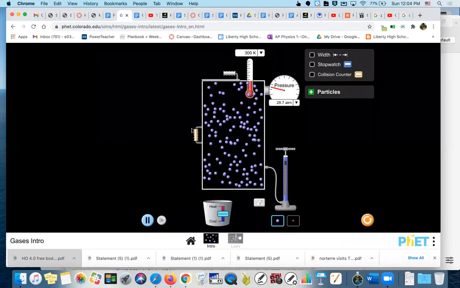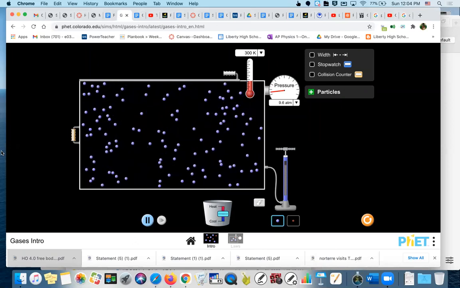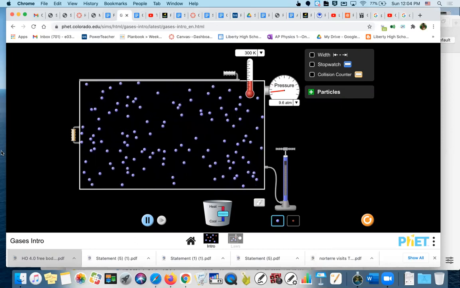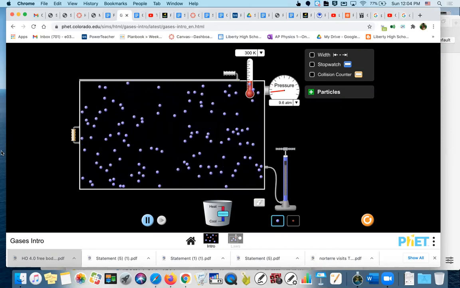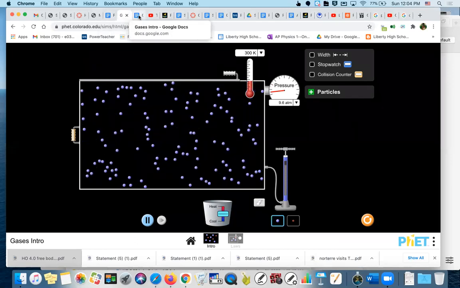And you can kind of see that here. If I just open my container bigger, the gas particles just continue to spread out. If you give it a small space, it'll take up the small space. If you give it a big room, it'll take up a big room. So whatever the amount of space you give a gas, it will take it up.